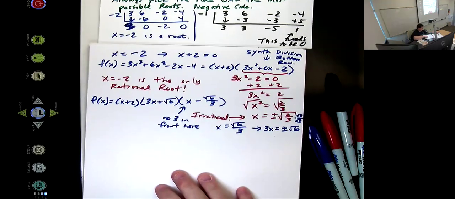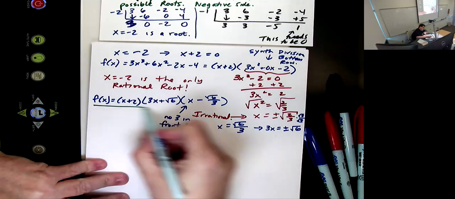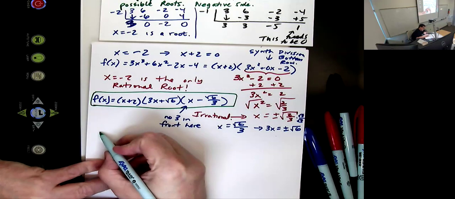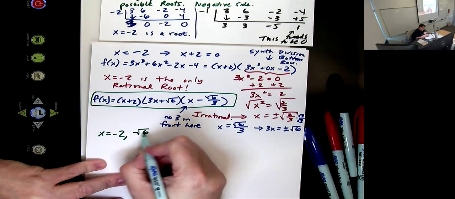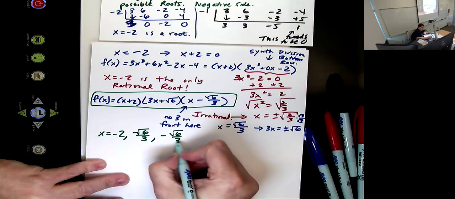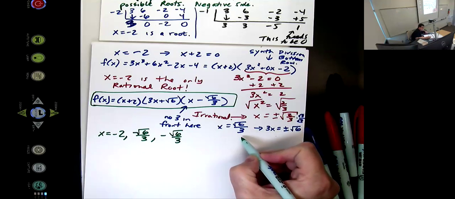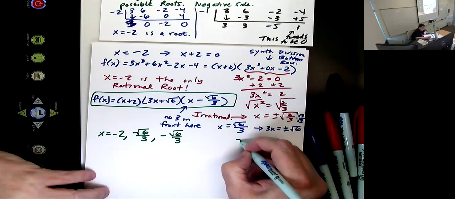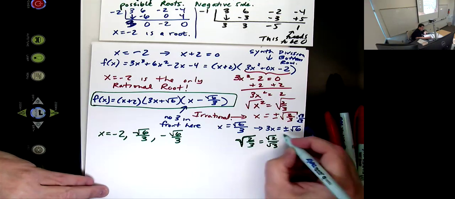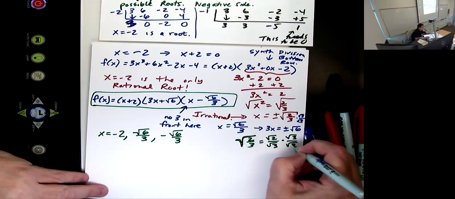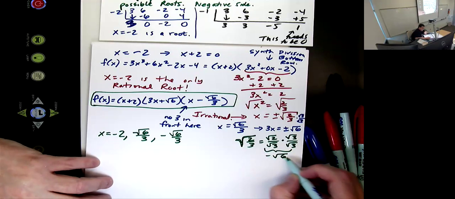So we found our roots. That's what we wanted to do. We found it. Ta-da! Well, that's our factoring. If I want the roots, x equals negative 2, x equals square root of 6 over 3, and negative square root of 6 over 3. You all got to know how I got the square root of 6 over 3, right? We had square root of 2 over 3, and that's square root of 2 over square root of 3. You multiply top and bottom by square root of 3. It's called rationalizing the denominator. So this ends up being square root of 6 over 3.